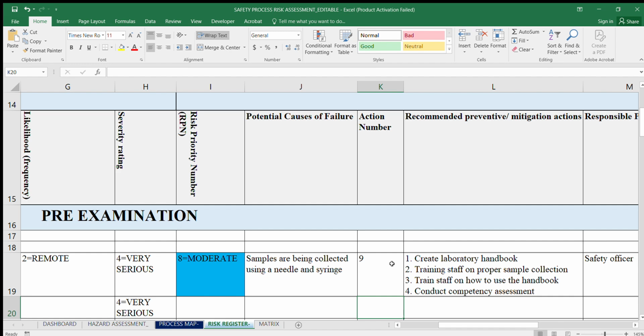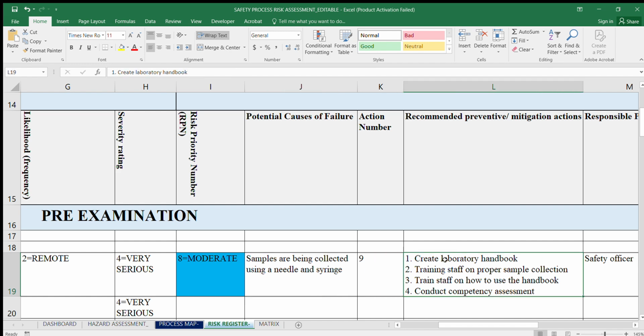So now let's look at the recommended preventive or mitigation actions. When you're doing your preventive or mitigation actions, the best way to come up with preventive action is to make sure that you have preventive action that is targeting all your causes. That way, you're going to put up something that will eliminate the cause. If the cause is eliminated, it means that there won't be any chances of that particular scenario happening.